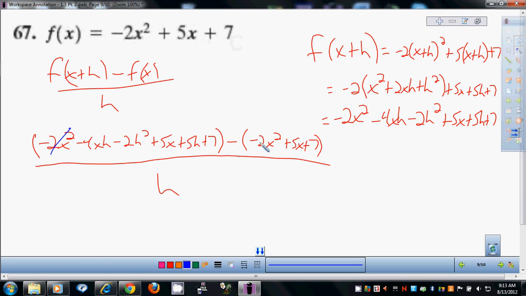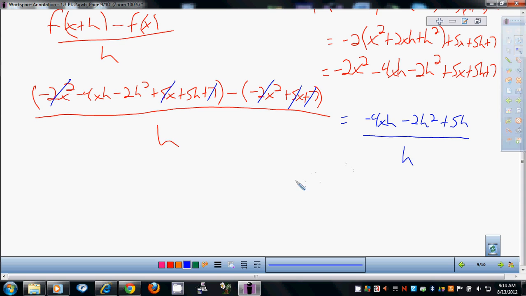Negative 2x squared, positive 2x squared. 5x minus 5x. 7 minus 7. If you did it correctly, everything on the right-hand side should cancel, leaving you with negative 4xh minus 2h squared. I think that's it, right? Oh, plus 5h. Thank you. All over h. And if you do it correctly, that same step that we did in the last one should always occur. You should always be able to factor an h out of the top, leaving us with h times 4x minus 2h plus 5. I just took one of those h's out of all three, over h.